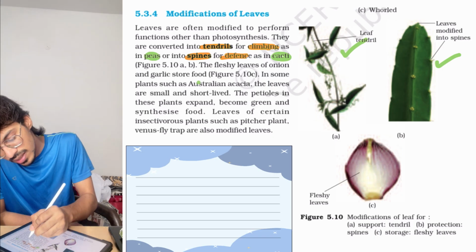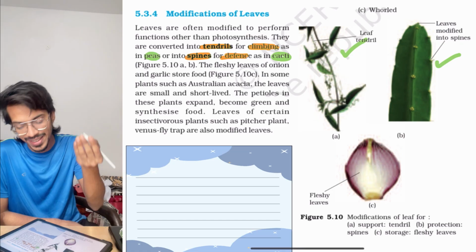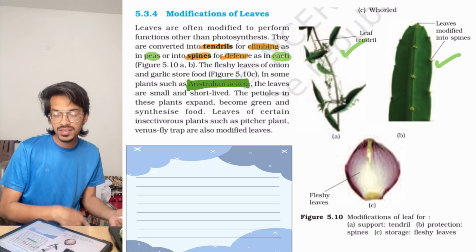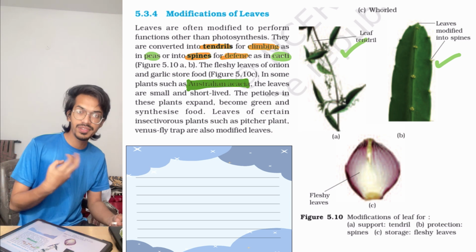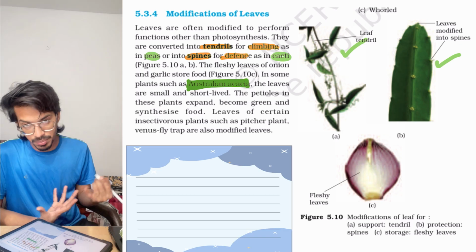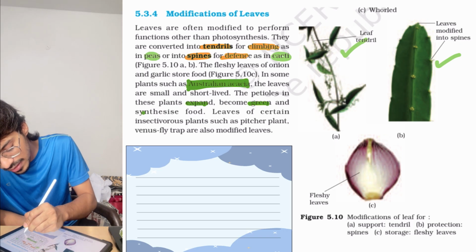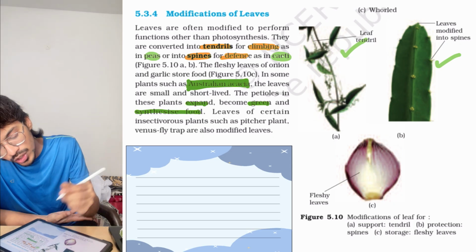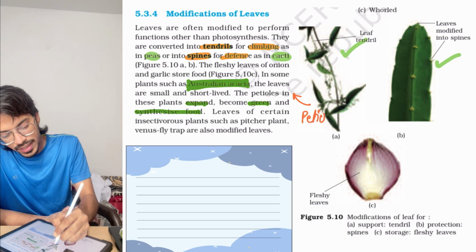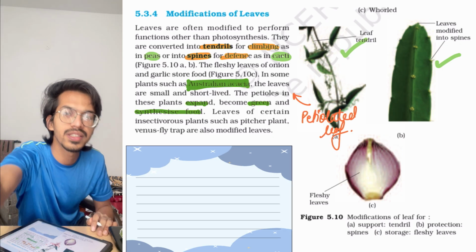Next is phyllode, for example Australian acacia. In this, the leaves are short-lived and vanish in these plants. So their petiole becomes the part of the leaf: the petiole expands, becomes green and synthesizes food. So here we say that petiolated leaves are present.